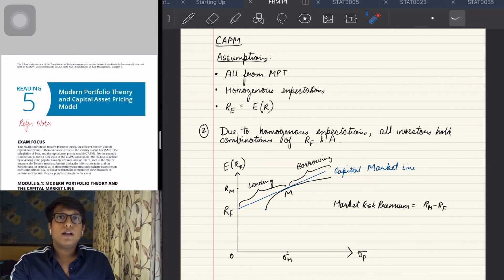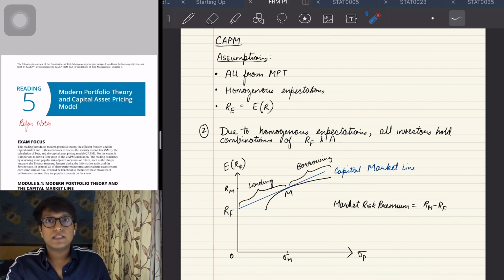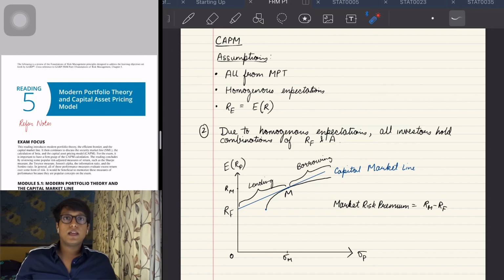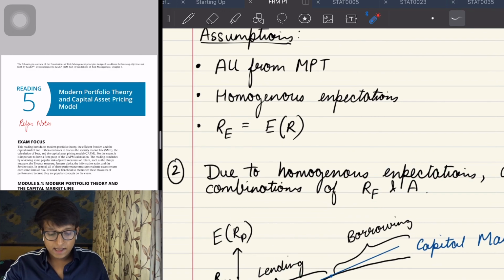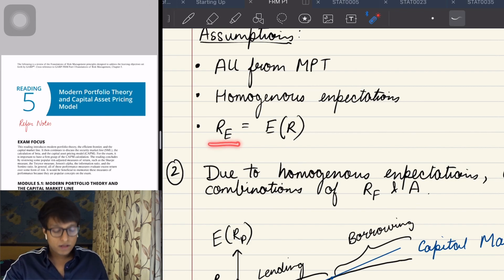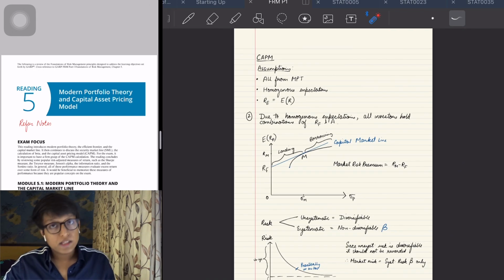Now moving to the capital asset pricing model. So the capital asset pricing model is a development over the modern portfolio theory wherein all the assumptions are the same and we have two added assumptions. Homogeneous expectations. What this means is that everyone expects the same thing in respect to the movement of the stock price. So let's say I assume the same thing, you assume the same, everyone assumes homogeneous expectations. And the second one is that the actual return is equal to the expected return. We'll see how that works.